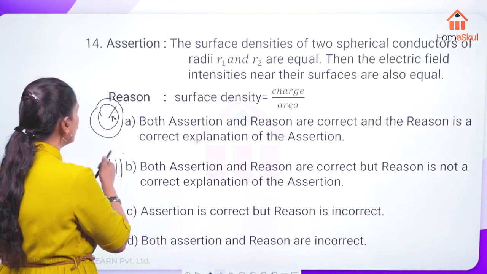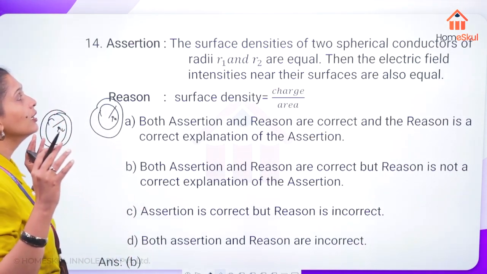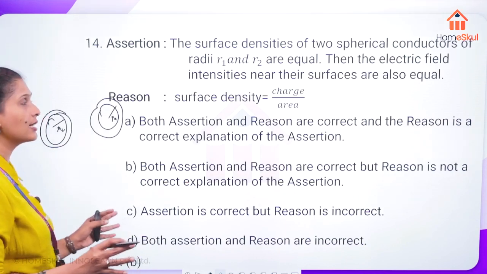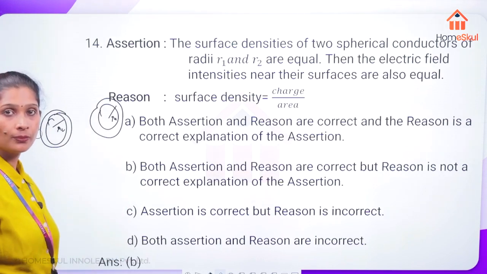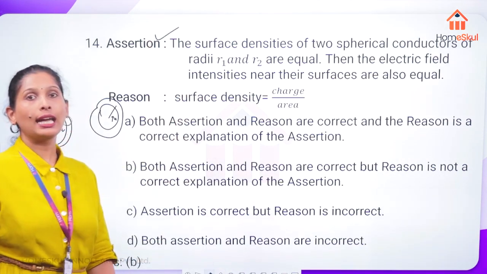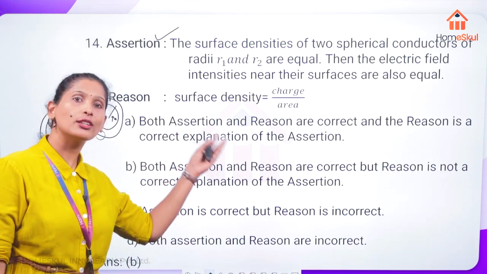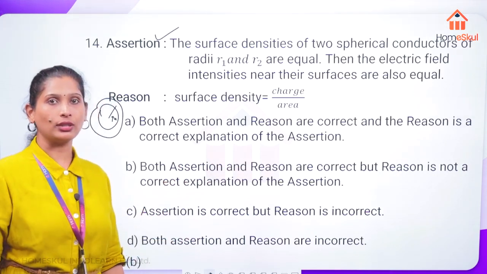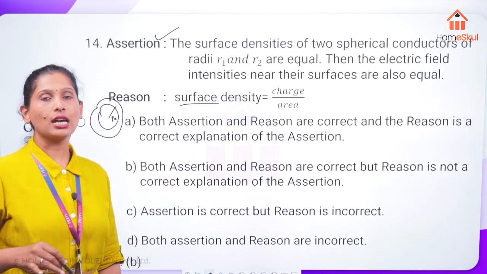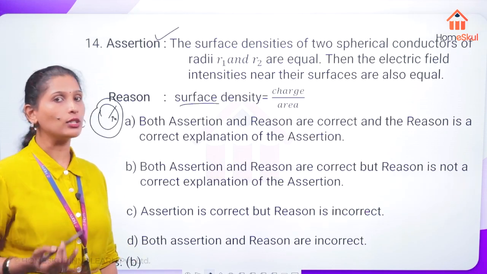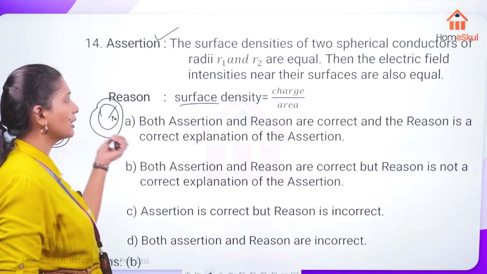And yes, that is the truth, because if the two conductors have the same surface density, then the electric field intensity near the surface will be equal for both. So this statement is true, and the reason given is that surface density is equal to charge by area. By definition and by equation, that is true again. You don't need any explanation for that, right? If it is charge by area, then it is surface density. Charge per length is linear charge density. Likewise, you know that already. There is lambda, sigma, etc. So surface density is nothing but charge by area.